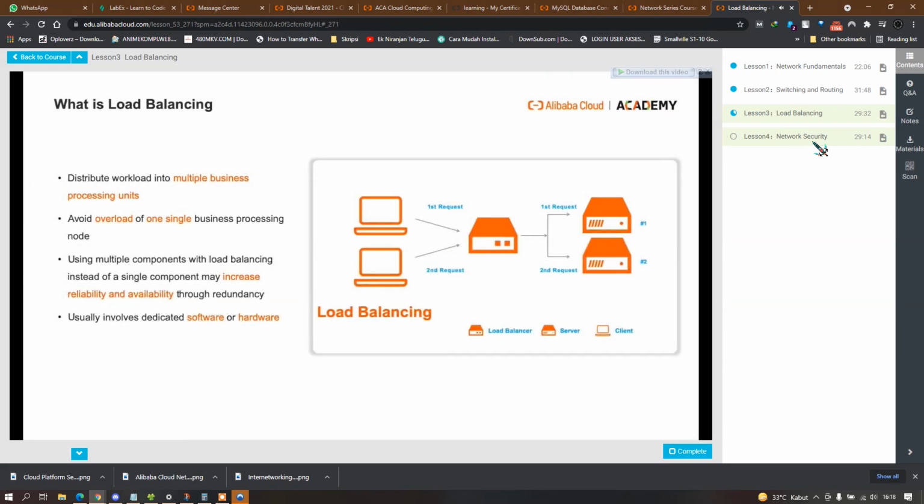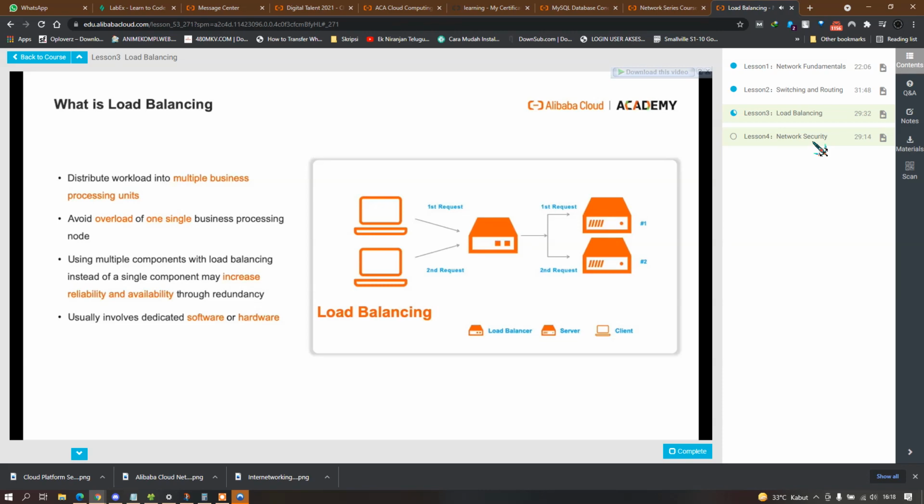Firstly, we should know how the load balancing device works. Load balancing is used to distribute workload across multiple business processing units. The original purpose of load balancing is to avoid overloading one single business processing node. Because in the original business mode, we ran our business on just one single node. In this way, there will be a performance bottleneck, right? Because the performance is limited for one single business processing node.